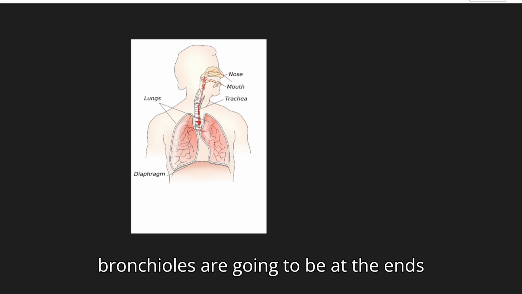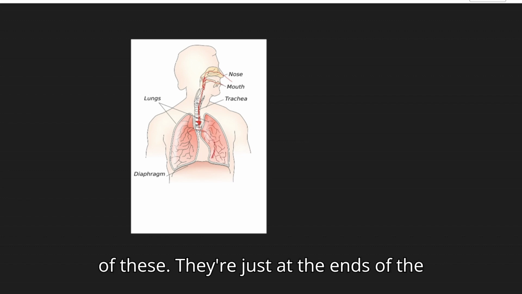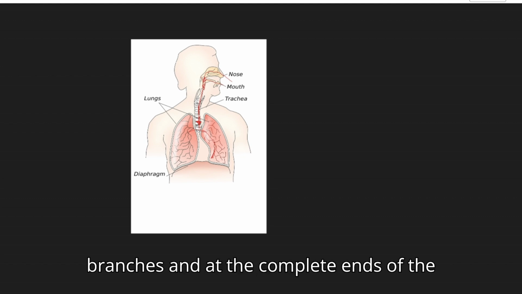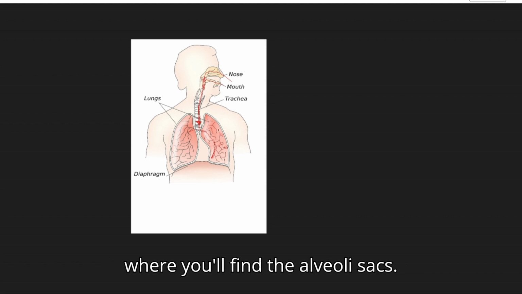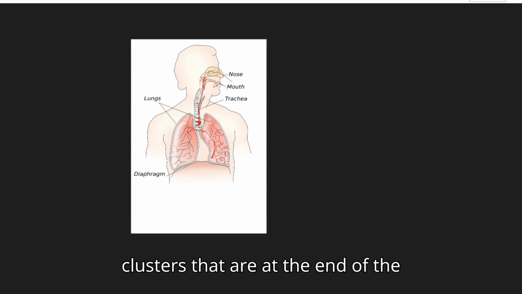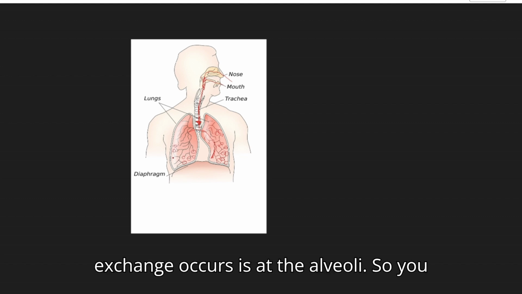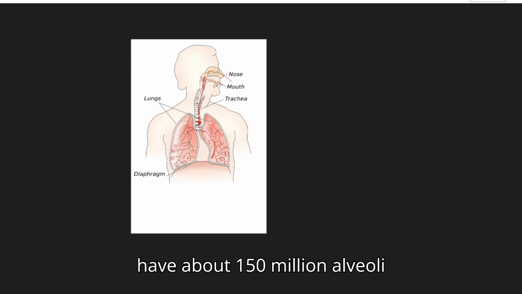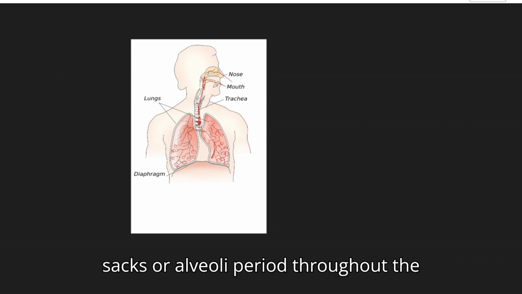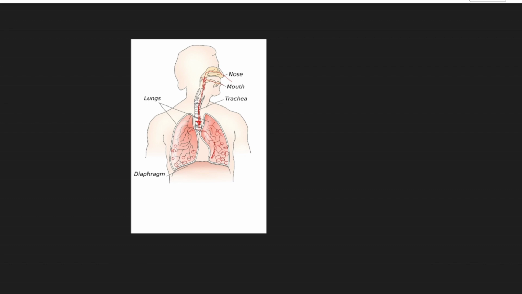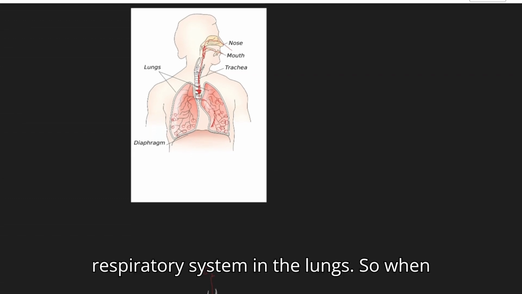The bronchioles are going to be at the ends of the branches, and at the complete ends, the tips of the branches, is where you'll find the alveoli sacs. They're the grape-like clusters at the end of the bronchioles, and this is where the gas exchange occurs, at the alveoli. You have about 150 million alveoli throughout the respiratory system in the lungs.